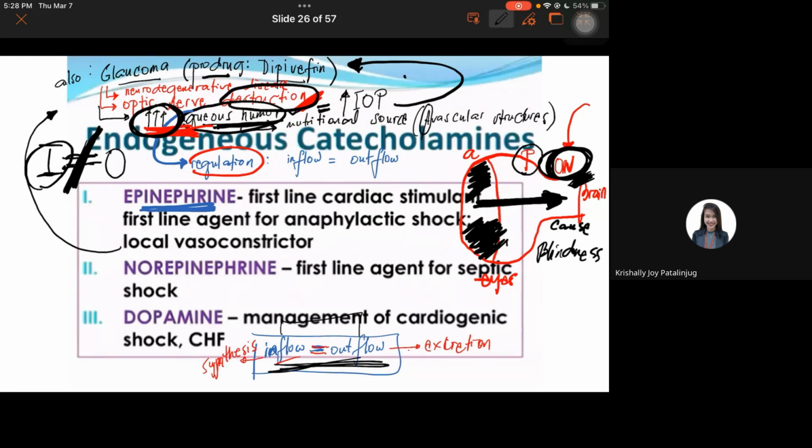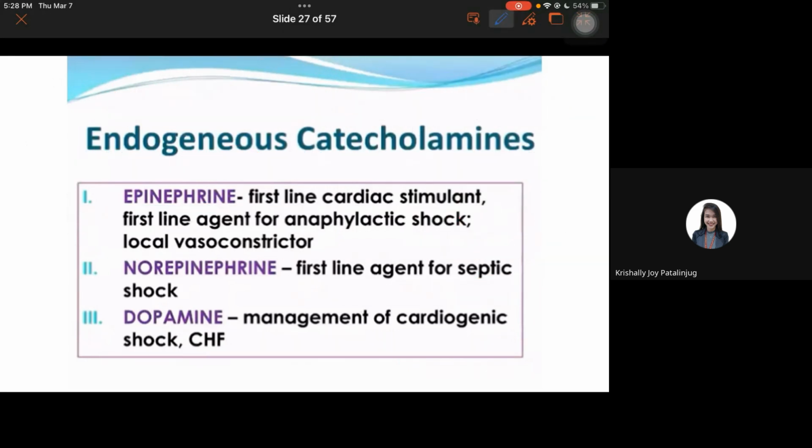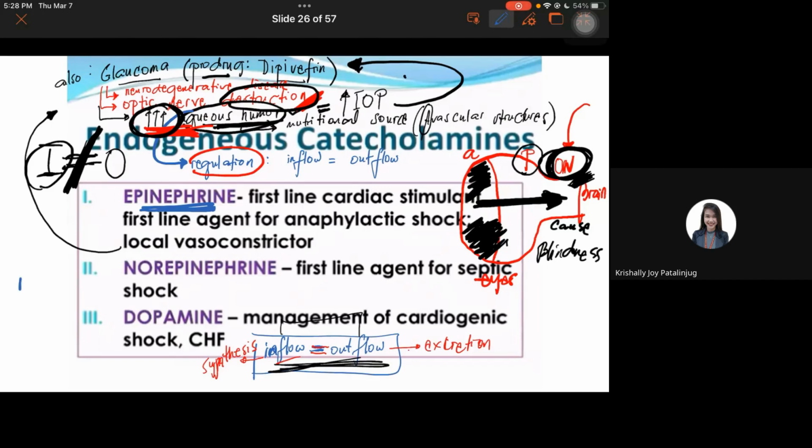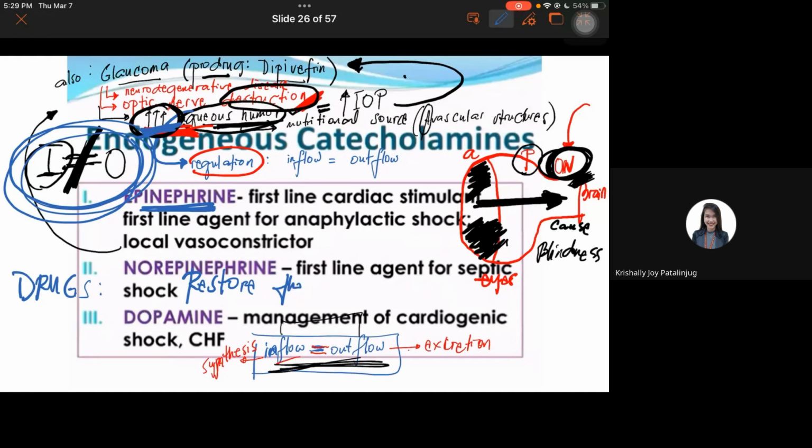Okay? So with epinephrine, sige, atong ipasok yung mga gamot. So good thing we have drugs. Ang gagawin lang po ng drugs, diba ito yung problem sa glaucoma. Bakit tumataas yung aqueous humor or kumbaga accumulated yung aqueous humor ngayon sa mata? May imbalance sa inflow and outflow. So ang gagawin lang ng mga gamot for glaucoma is to restore the balance between inflow and outflow.